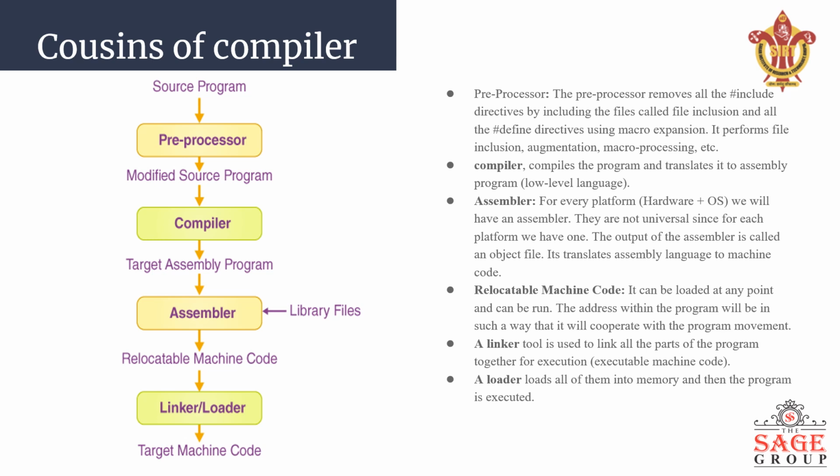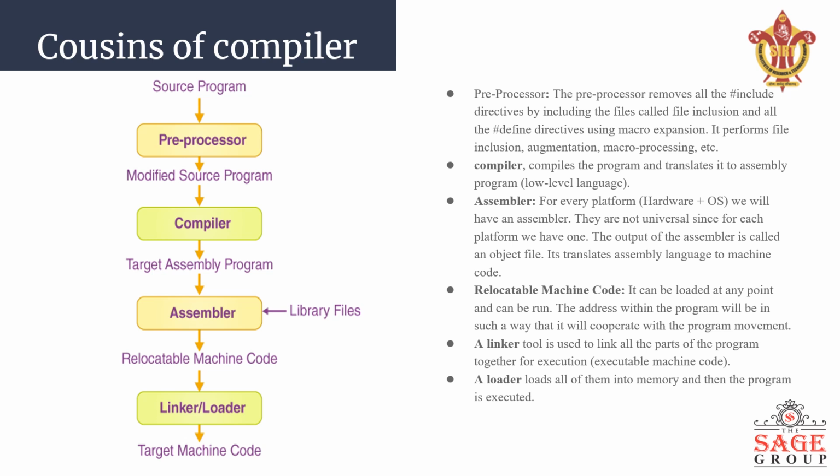So it's the responsibility of the preprocessor to remove all these #include or #define directives. It basically modifies the code so that only the useful code is passed to the compiler. Then the compiler, as we know, compiles the whole program and translates it into assembly language. Then the program is passed to the assembler. For every platform, hardware and operating system, we will have an assembler, and they are not universal, since for each platform we have one.